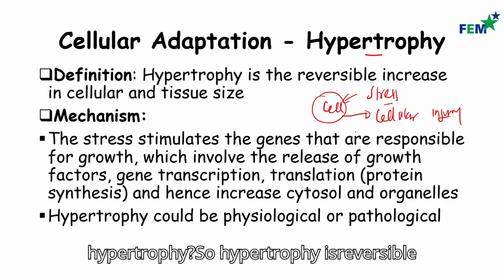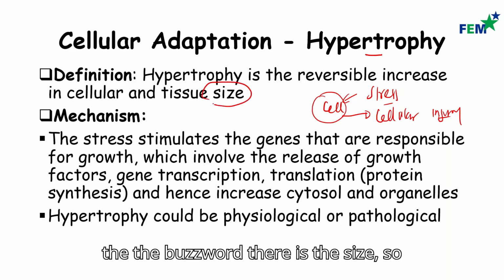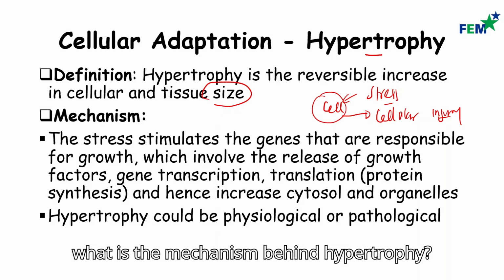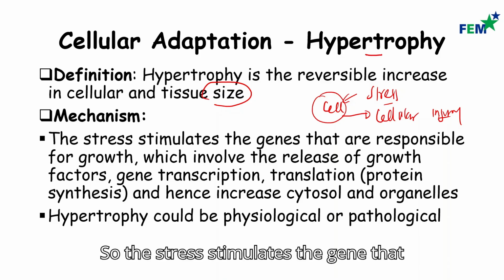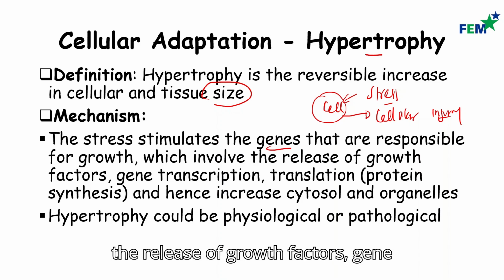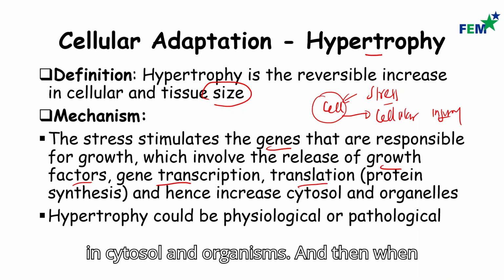Hypertrophy is a reversible increase in cellular and tissue size. The buzzword there is size: an increase in the size of the cell. And what's the mechanism behind hypertrophy? The stress stimulates the genes that are responsible for growth, which involves the release of growth factors, gene transcription, and translation, which is protein synthesis, and hence an increase in cytosol and organelles.